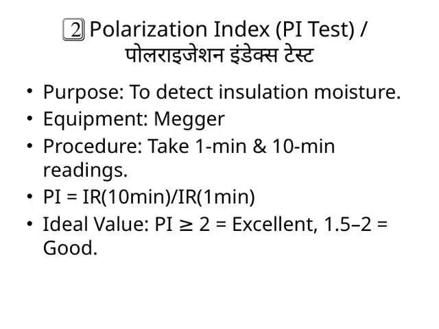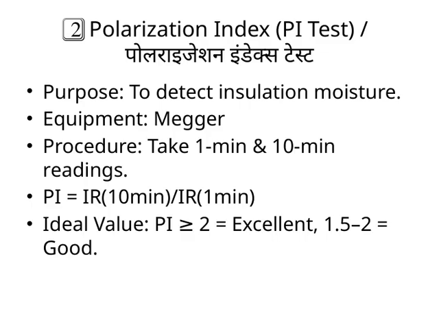Let's talk about the polarization index, or PI test, which is a crucial method for detecting insulation moisture. The main purpose here is to identify if moisture has seeped into the insulation, which can be a significant issue for equipment reliability. To perform this test, we use a device called a megger, which helps us measure insulation resistance. The procedure involves taking 2 readings of the insulation resistance, one after 1 minute and another after 10 minutes. These readings help us calculate the PI by dividing the 10-minute resistance reading by the 1-minute reading.